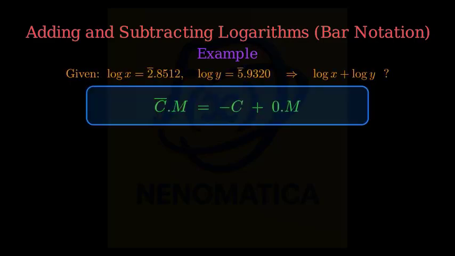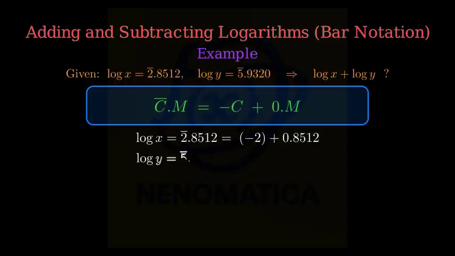Before we compute, remember how to read bar notation. Bar c dot m means negative c plus 0 dot m. So bar 2.8512 is negative 2 plus 0.8512. We'll separate characteristic and mantissa to add cleanly. Let's decompose both logs. Now add.